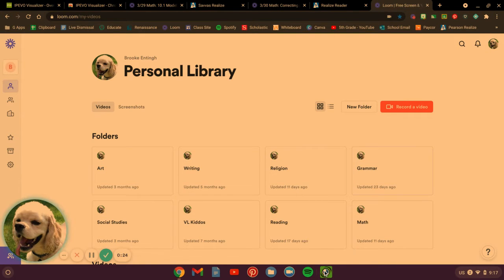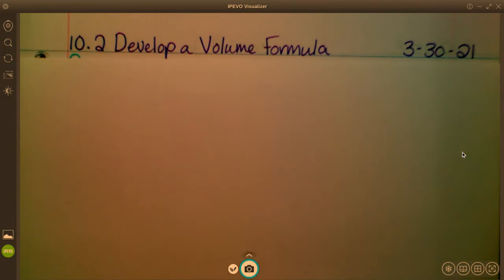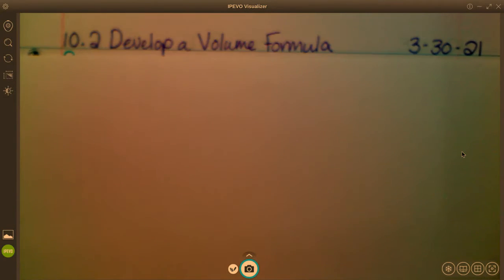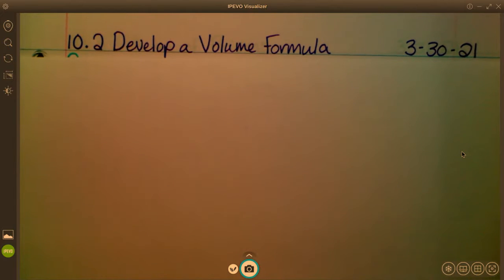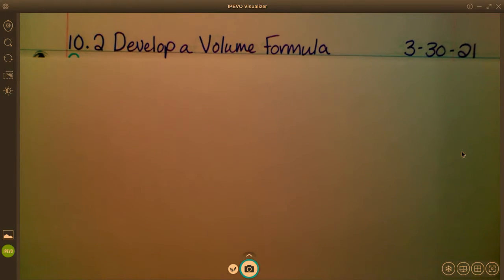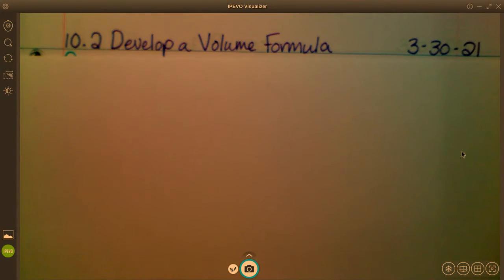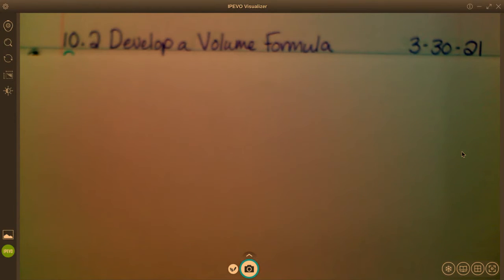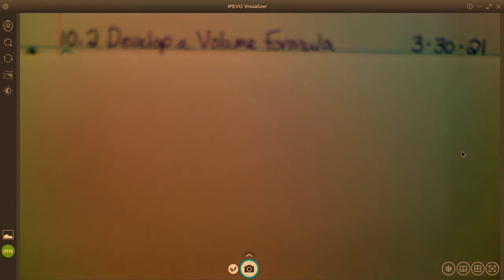So today, we are titling our note page 10.2 Develop a Volume Formula, and today's date, which is 3/30/21. Now you might be thinking, oh man, Missy, there's another formula we have to learn? No, I already introduced you to the volume formula, and that's when we took the three different dimensions, length, width, and height, and we multiplied them all together. That is the formula we're practicing with today.